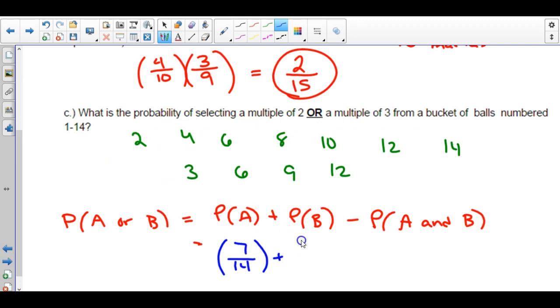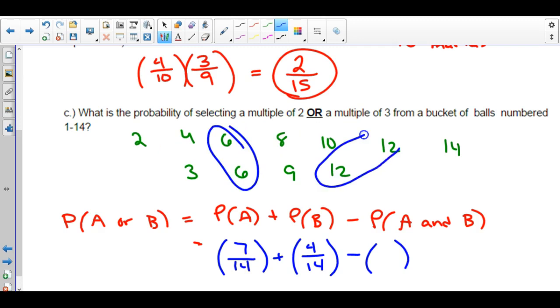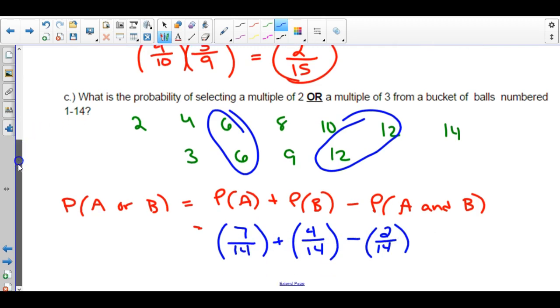My event B is, hey, what is the probability of picking a ball that is a multiple of 3? And that's 4 out of the 14. However, we have to go through and look at how many of these balls are multiples of 2 and 3. And that would be this value right here, and it would also be this value right here. So 2 out of my 14 are already counted, so they're already assumed within these first 2 calculations. So I have to subtract that out. And if I do my math correctly, I would add my first 2 and then subtract, and I would get a probability of 9 out of 14.